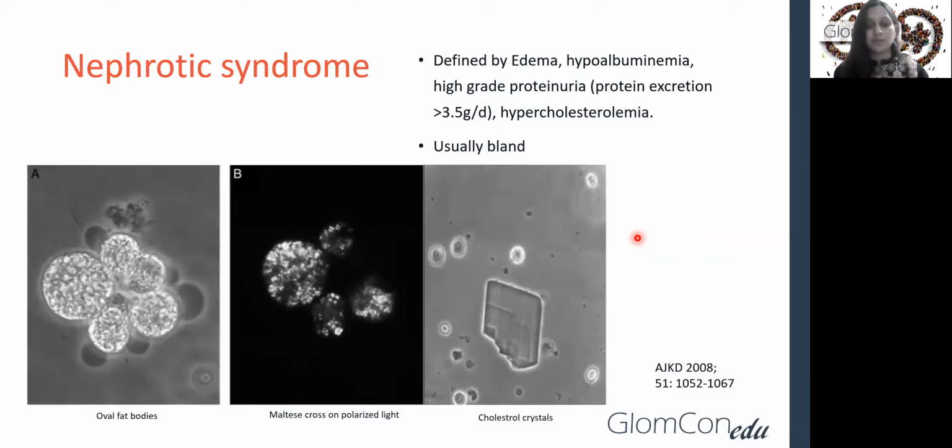Coming to nephrotic syndrome, the urine is usually bland in nephrotic syndrome. Sometimes we may see oval fat bodies, which are either macrophages or renal tubular epithelial cells that have endocytosed fat droplets. These cholesterol esters produce a birefringent Maltese cross when seen under polarized light. The cholesterol crystals can also be seen in nephrotic syndrome. They resemble stacked rectangular plates with notches in one or more corners.